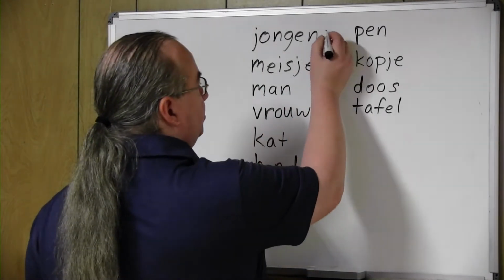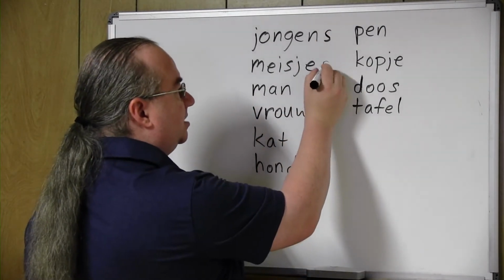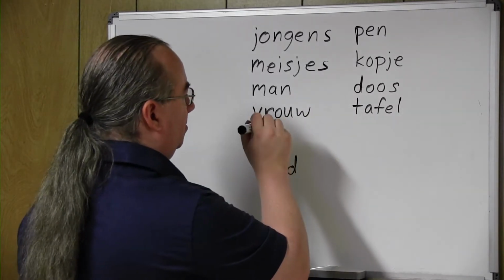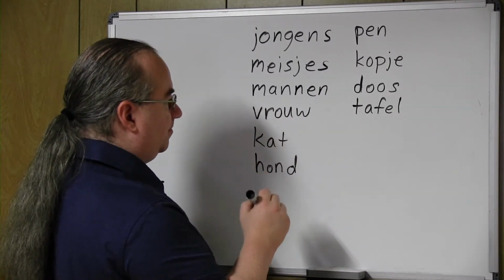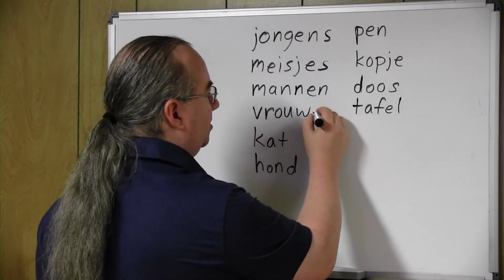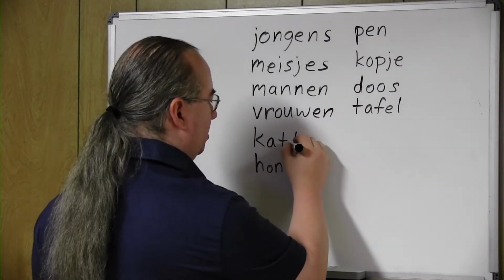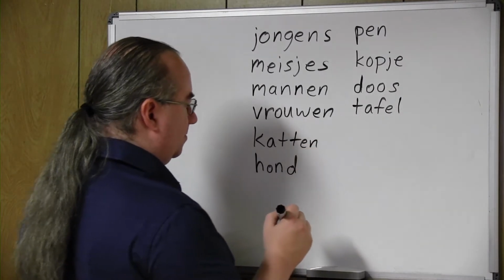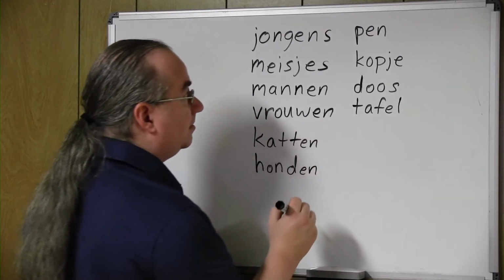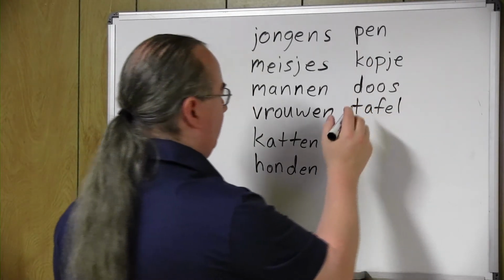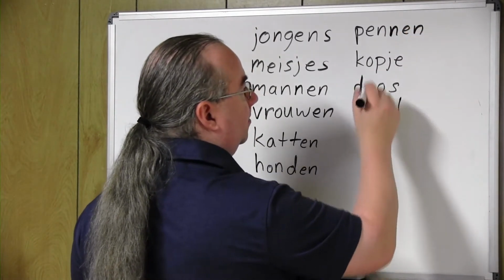Jongen becomes jongens. Meisje becomes meisjes. Man becomes mannen. Vrouw becomes vrouwen. Kat becomes katten. Hond becomes honden. Pen is kind of like mannen, so it just gets the N-E-N. So pennen.